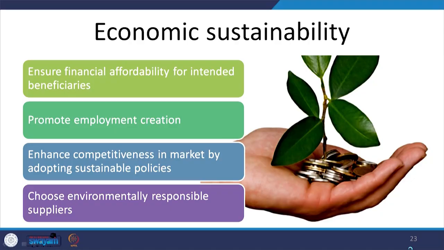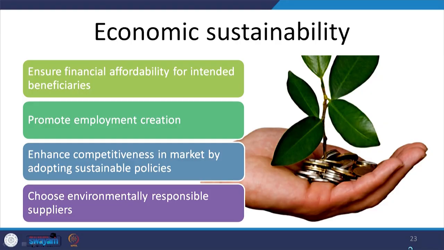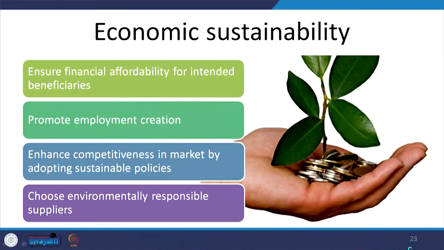If you are looking at economic sustainability, besides affordability, we have to ensure that there is affordability for the intended beneficiaries. It's not just the common man, the user, but also the intended beneficiary, for example, the developer or whoever the client is. We have to promote employment creation through the design, construction and operation of the building. We have to enhance competitiveness in the market by adopting sustainable policies, and we have to choose environmentally responsible suppliers.